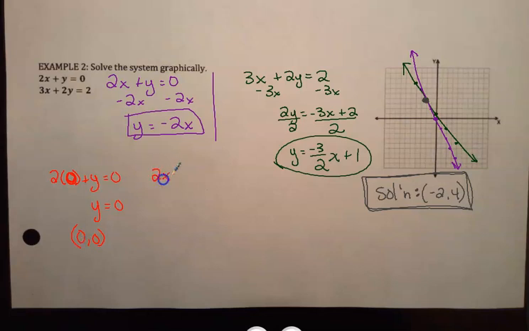So I'd have 2x plus, pardon me, 0 equals 0. This is the one where I'm plugging 0 in for y. So then I would have 2x equals 0. This is not the best example. Divide by 2 on both sides, and x equals 0. So (0, 0).